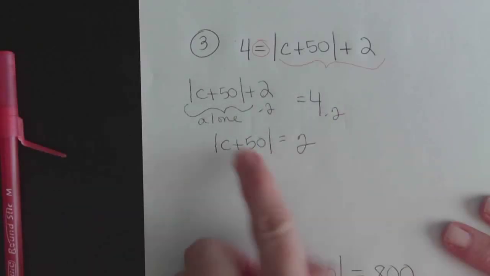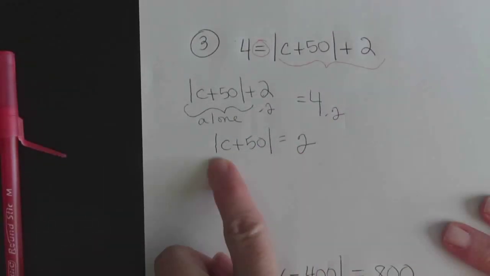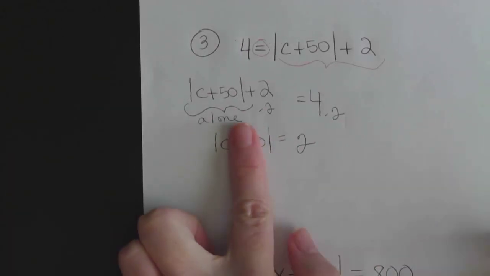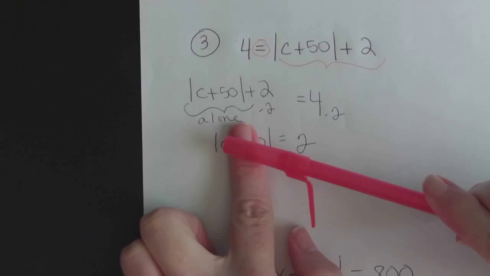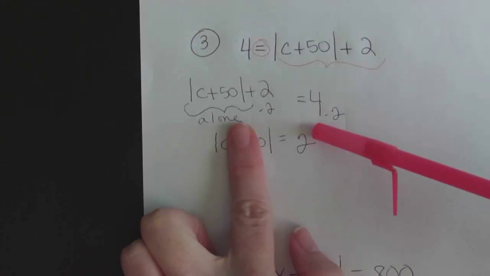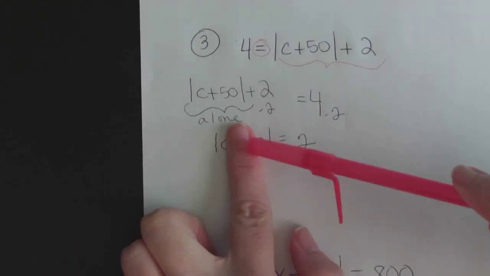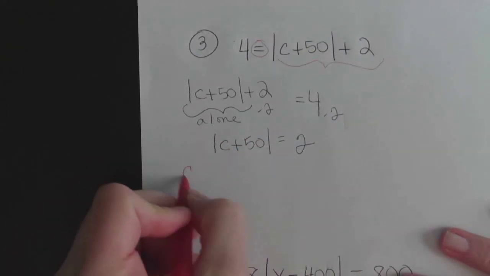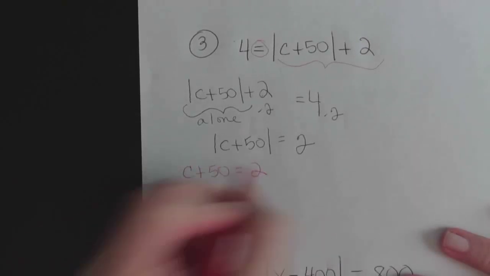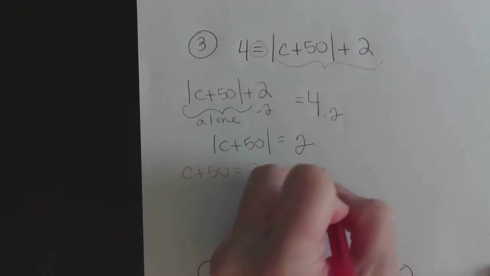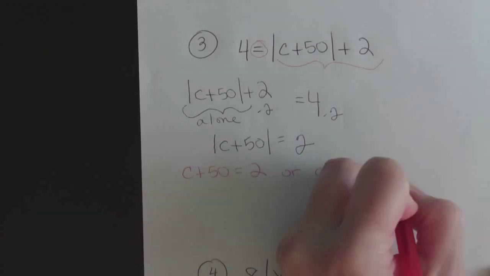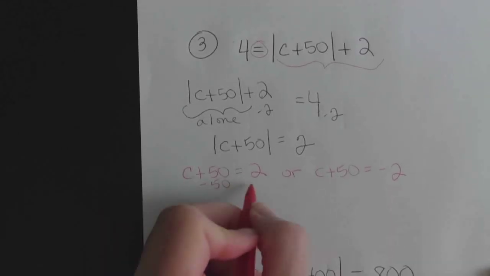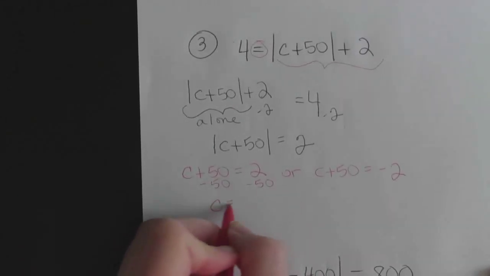So sometimes you've got to do a little bit of upfront work. So we switch sides, make it look better, minus 2, minus 2. Now your bars are alone. So now we can see that we want the contents, right? The contents can either be a 2, to make 2 away from 0, or -2 could be 2. So let's set them equal to what they can be. So C plus 50 can be 2, or C plus 50 can be -2.